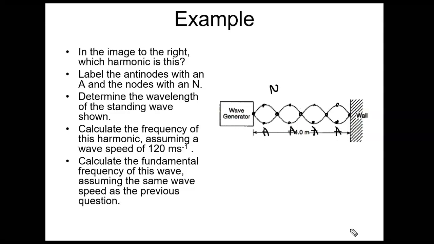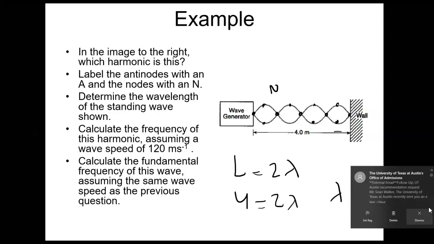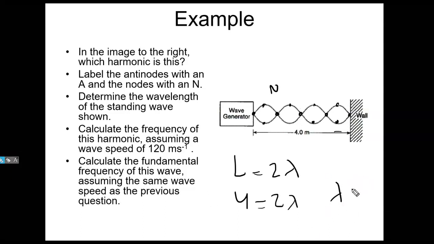Determine the wavelength of the standing wave shown. So if this whole thing is 4 meters, you should be able to tell how many wavelengths we have here. We have one back and forth, and then we have another back and forth. So L is equal to 2 lambda. But if you look at the picture, we know that L, the length of the string, is actually 4 meters. So we should be able to figure out that the wavelength here is actually 2 meters, because 4 divided by 2 is 2. So there's the wavelength of the standing wave.